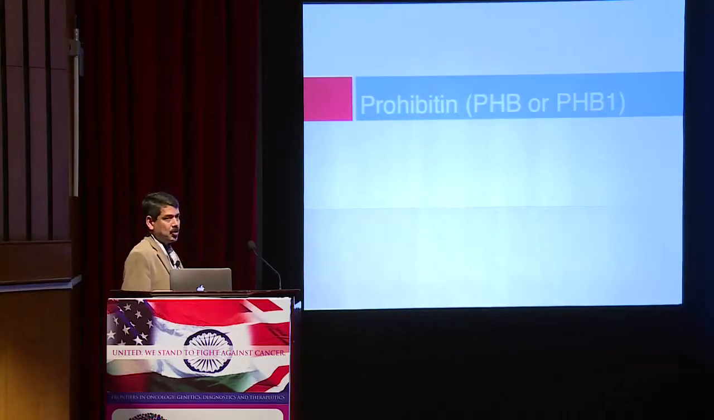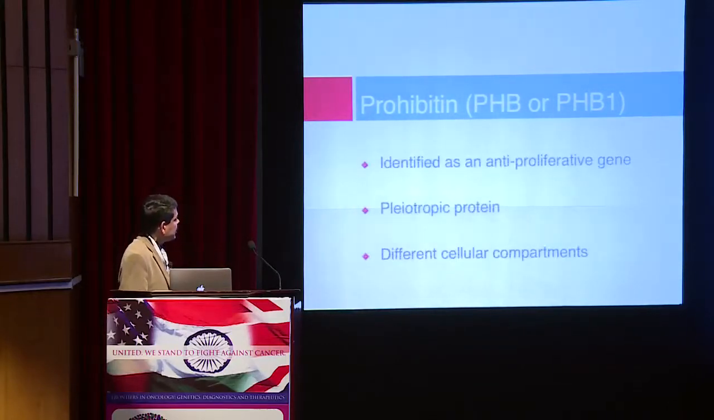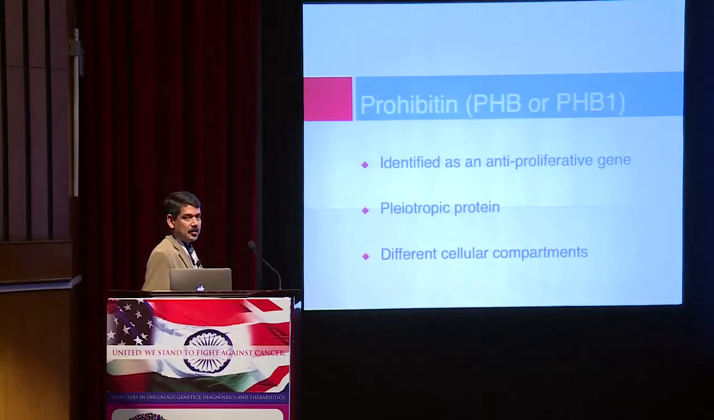We have been interested in this protein, prohibitin, in short PHB, also known as PHB1, for the last several years. This protein was initially identified as an anti-proliferative gene. Even after 25 years since its discovery, we still don't have an attribute of PHB which is responsible for its anti-proliferative function. Meanwhile, a number of other functions have been attributed to this protein. It's a pleiotropic protein which localizes to different cellular compartments and appears to have compartment-specific functions.